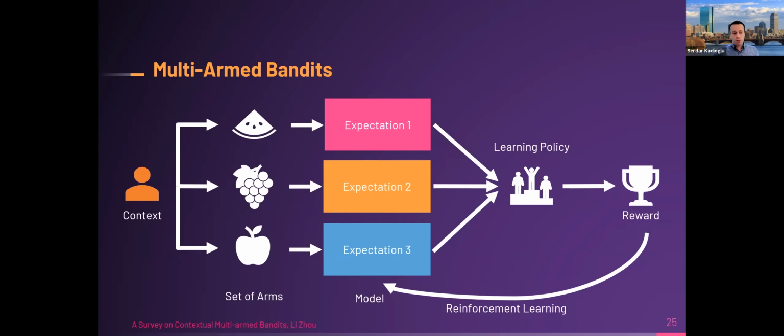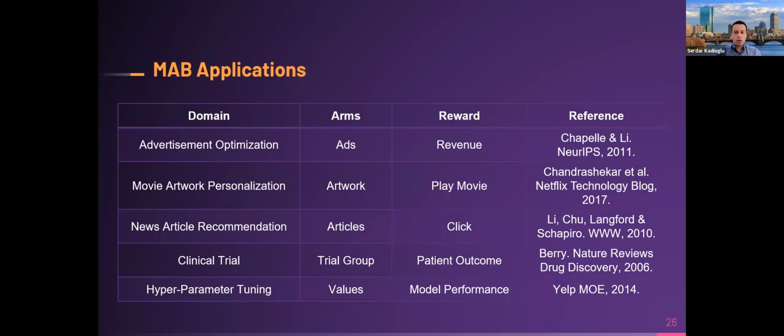Here is a really nice survey on contextual multi-armed bandit algorithms if you want to learn more about these different techniques. In fact, these algorithms are quite well known in the industry and used in a number of applications. I present a few here, for instance, in advertisement optimization or news article recommendation. In this case, it's Yahoo who deployed bandit-based algorithms for news article recommendation. It's also used in healthcare for clinical trials, or even for hyperparameter tuning of machine learning algorithms, as in the case of Yelp's optimization engine. And my favorite example is from the Netflix group on movie artwork personalization, in which they decide which poster to present for a specific movie depending on the user themselves. So for the same movie, we might actually see a different artwork.